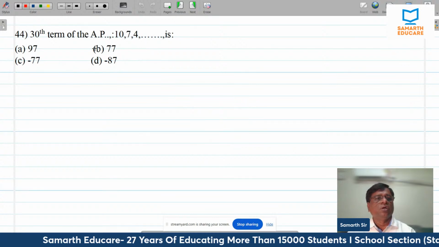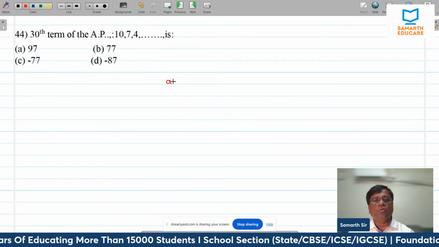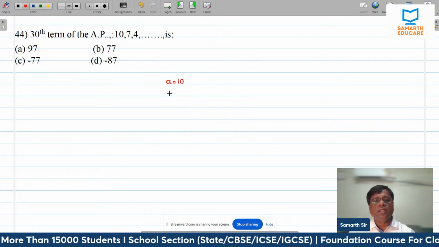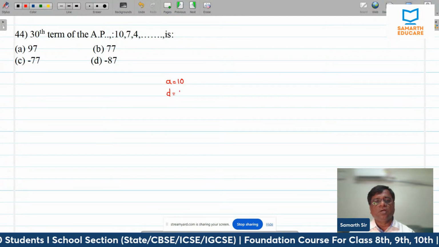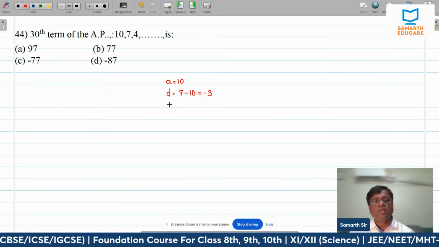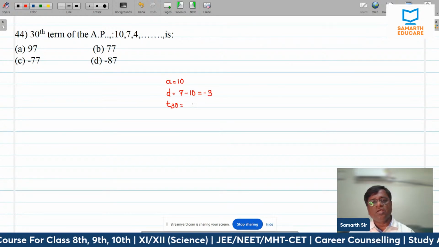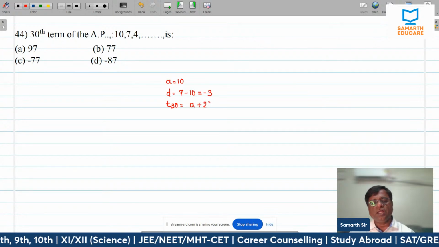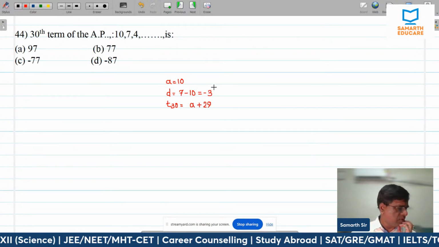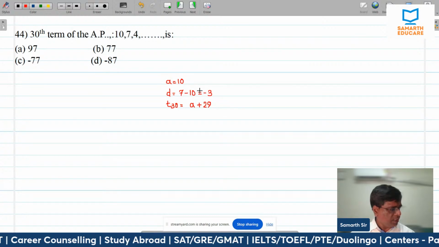44th question. 30th term of the AP. Here you can observe the value of a is 10. The d value is 7 minus 10, and that is equal to minus 3. The 30th term, T30, is equal to a plus 29d, n minus 1, 30 minus 1 is 29. So it is 29d.